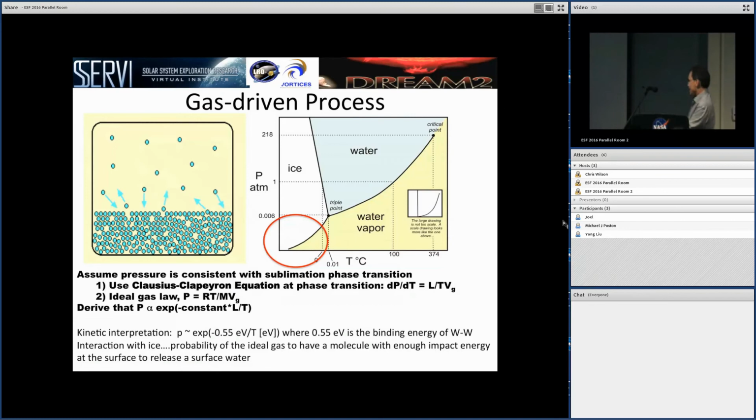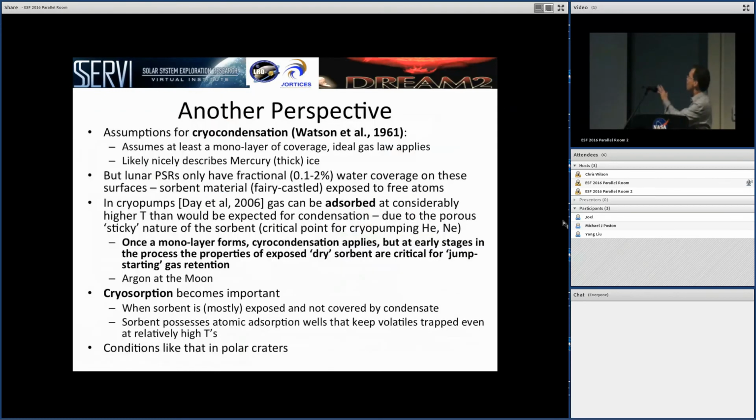All right. So if you actually convert this to electron volts, what this really looks like is a Maxwellian sort of expression, where you're defining the probability of this ideal gas of having a molecule with enough energy to release a trapped bound molecule on the surface. And of course, as you lower the temperature, that probability gets lower and the evaporation rate drops. So this is all a gas-driven process.